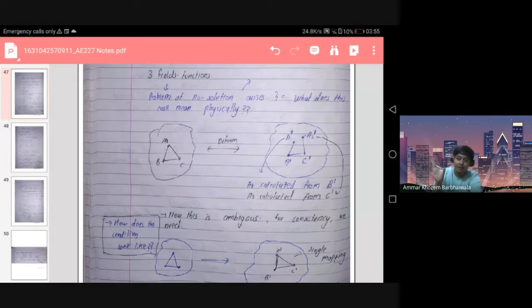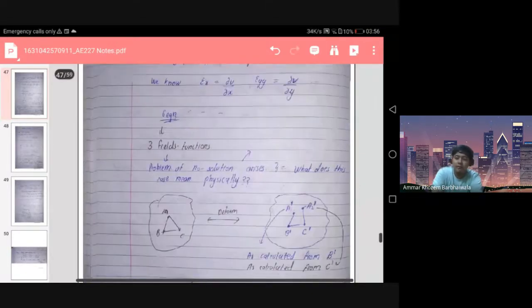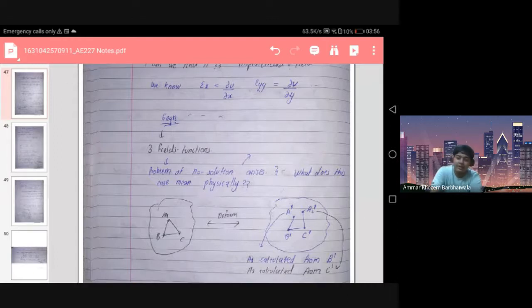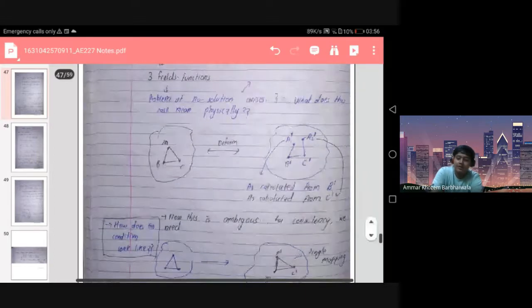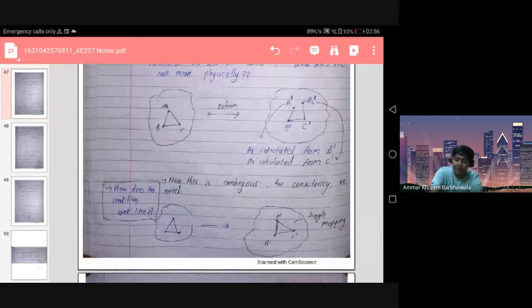So if we are given the strain tensor, we would require some additional information to get the displacement vector field. For the displacement field to be single valued, there are some additional conditions which must be imposed on the strain tensor functions. This is the displacement field which we currently have: it has two values for one point, and we want it to be single valued. So some additional constraint must be imposed on the strain tensor.